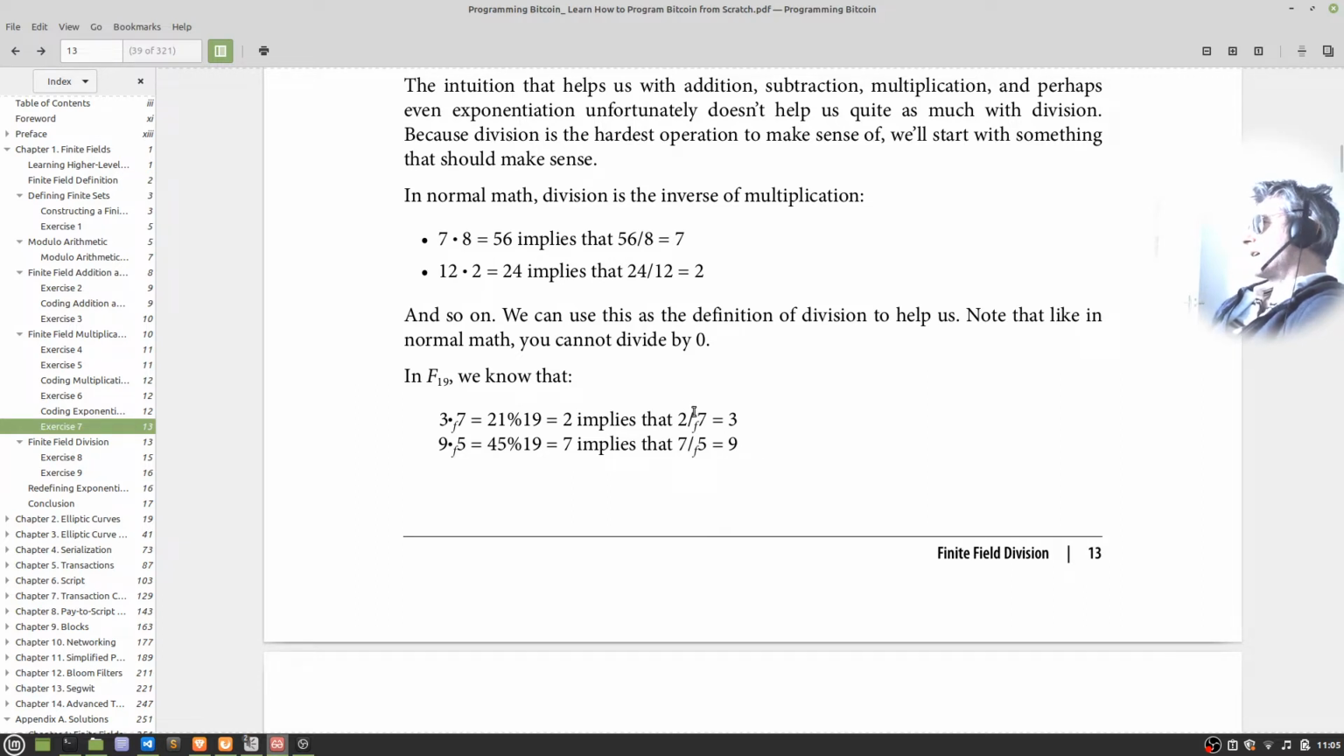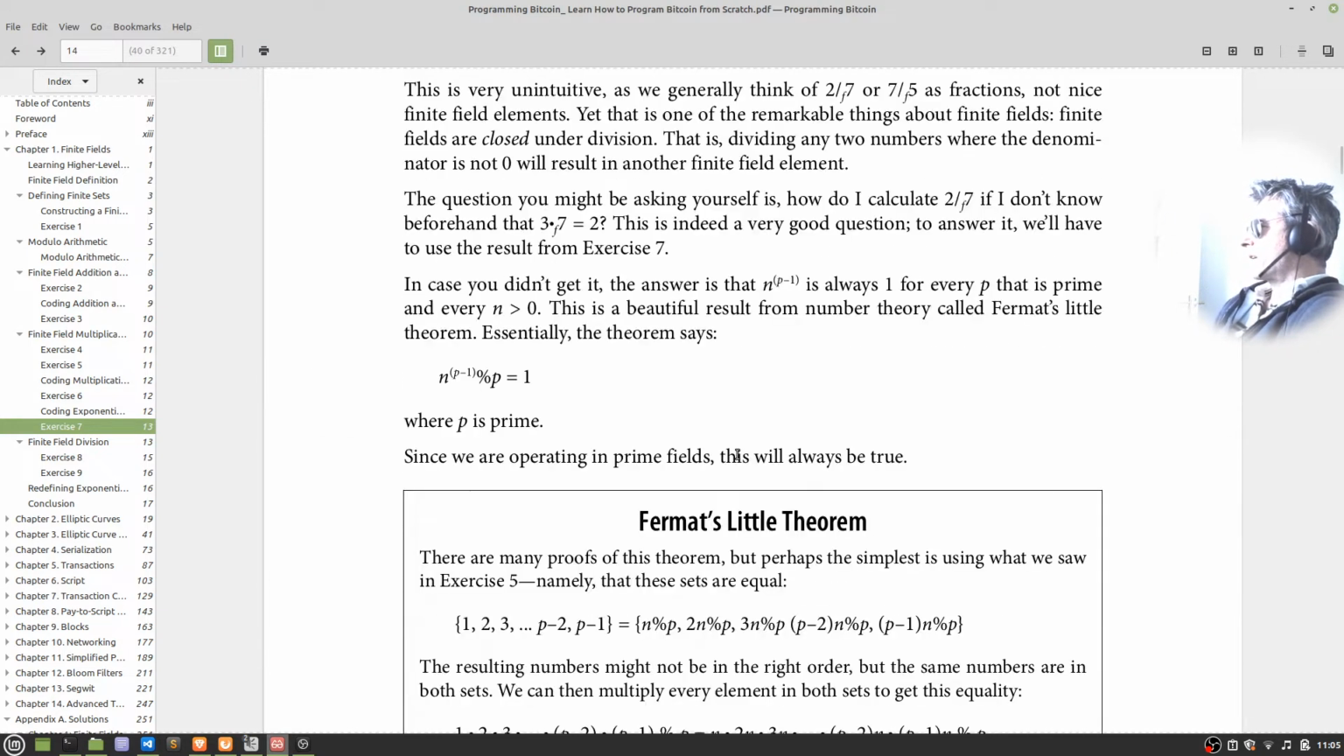That implies that if you move the 2 across, then you've got 2 over 7 equals 3. Here you've got 9 times 5, 45, mod 19 equals 7. So 7 over 5 equals 9. In the same way as if you just had 2 times 3 equals 6, then 2 equals 6 over 3. You're just moving across the other side of the equals, sort of basic maths.